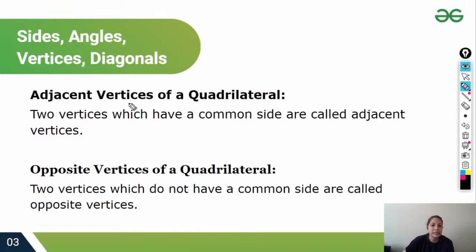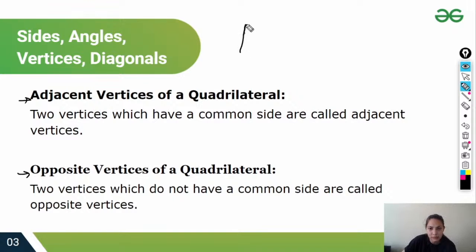Okay, vertices. So similarly, jaise sides aur angle mein two types ke ho rahe the, waise hi similarly vertices mein honge. That is adjacent and opposite. I hope you are understanding it. Agar koi bhi doubt ho ya maybe I am fast, so let me know in the comment section. Okay. Now adjacent vertices of a quadrilateral. Now, two vertices which have a common side are called adjacent vertices.